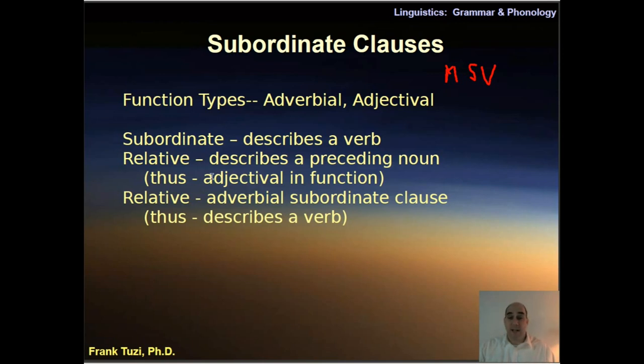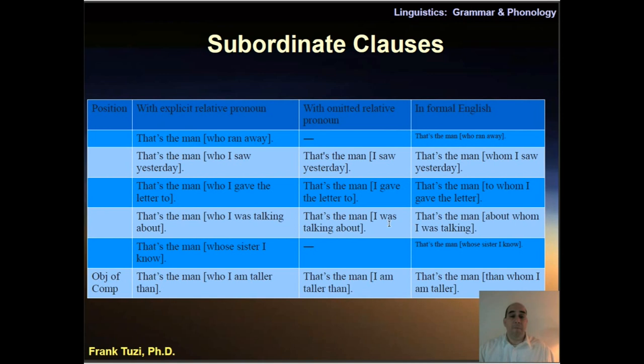So you've got a relative clause, which is going to be describing a noun, okay? That's why it's adjectival. And then you have a relative adverbial, that's describing the verb, okay? And we'll take a look at some examples of those in just a second here. Here are some positions and places that show different types of subordinate clauses.